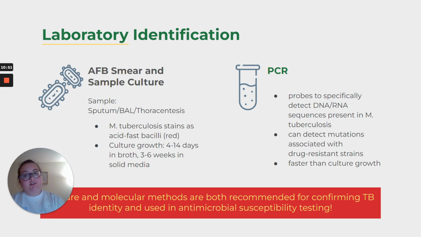So these are the two different methods used in the laboratory to identify the organism, and both culture and molecular methods are recommended for confirming TB identity, and they're both used in antimicrobial susceptibility testing. They're usually recommended to be used together and not just in isolation. So that is how we diagnose patients and identify the organism in the lab.